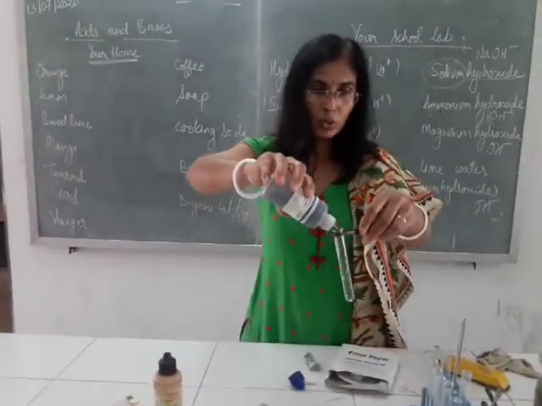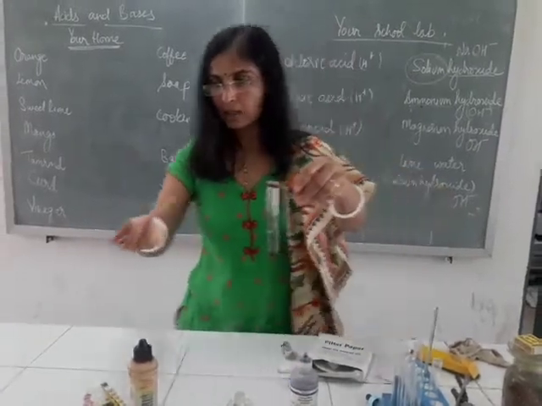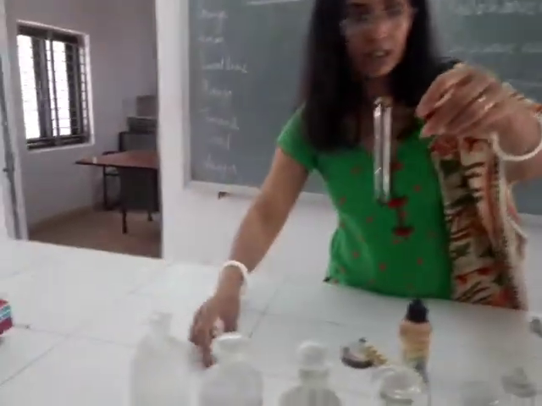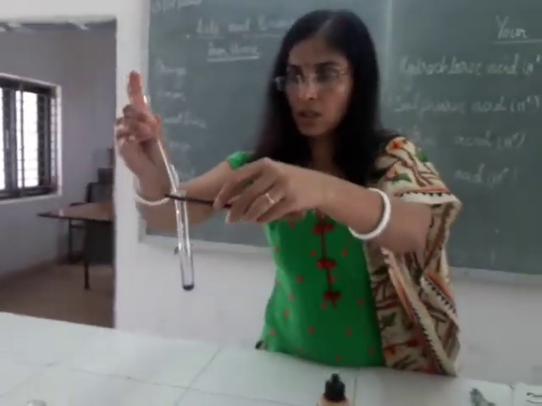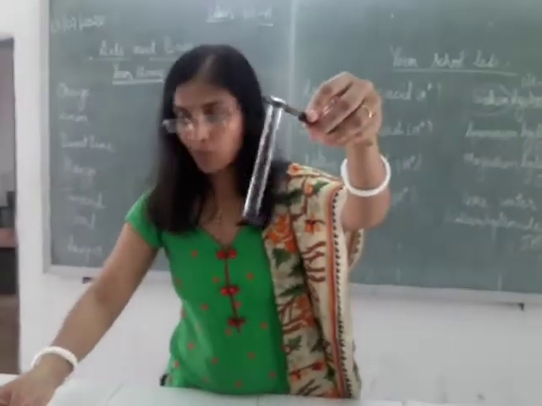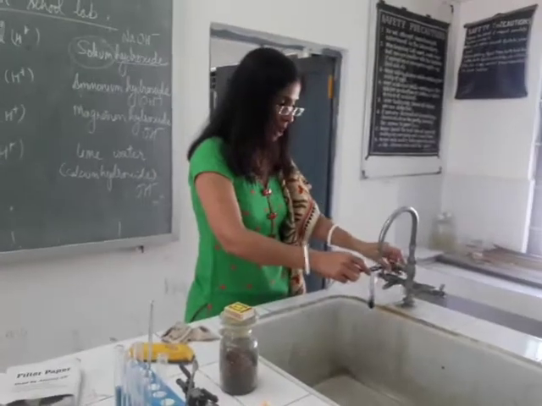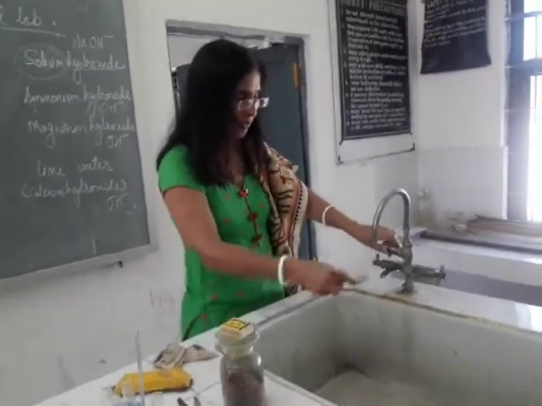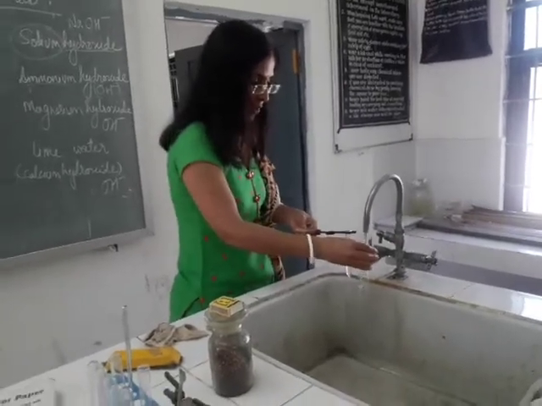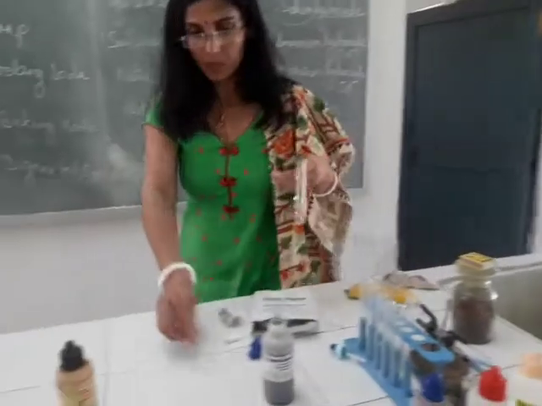Here it goes. A few drops of blue litmus, and then again going systematically from bottle number 1 to bottle number 2. No change in the color of blue litmus, so definitely this is not an acid, because had it been an acid it would have changed the color of blue litmus to red. So we shall be testing another solution.